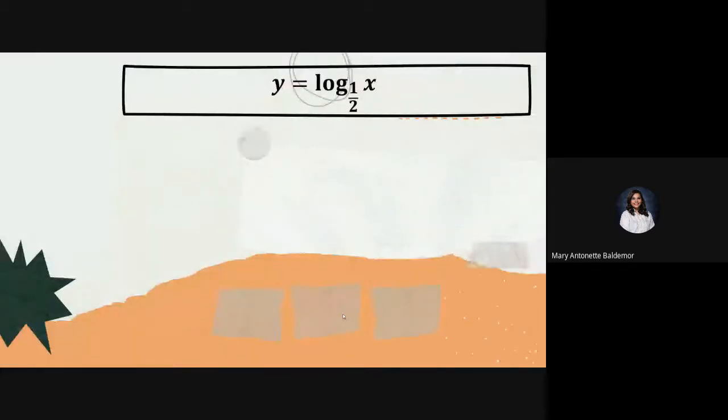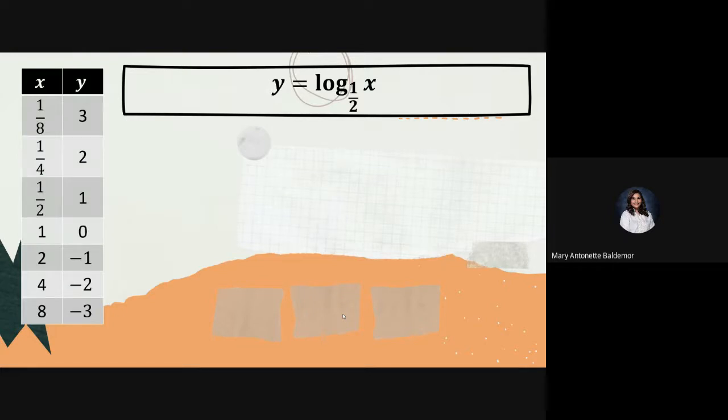Okay, so let's try to graph y is equal to the logarithm of x with base 1/2. Here's the table of values. We use the same x values. If x is 1/8, y is 3. If x is 1/4, y is 2. If x is 1/2, y is 1. If x is 1, y is 0. If x is 2, y is negative 1. If x is 4, y is negative 2. And if x is 8, y is negative 3.